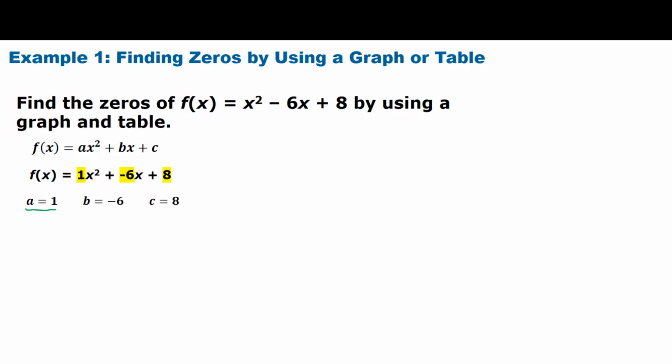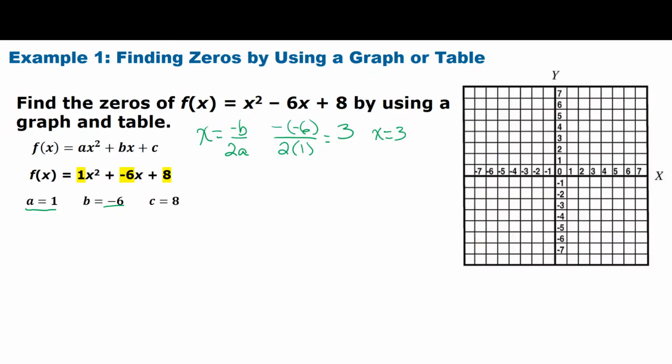All right, the next thing I want to do is find my axis of symmetry. So remember, the axis of symmetry is x equals negative b over 2a. So negative b is negative 6, so we're going to say negative 6 over 2a, which is 2 times 1. So we have a negative and a negative. That's going to make it a positive 6 over 2, which equals 3. So our axis of symmetry is going to be x equals 3. So I'm going to go ahead and graph that. Here's our graph, and there's my axis of symmetry at x equals 3.